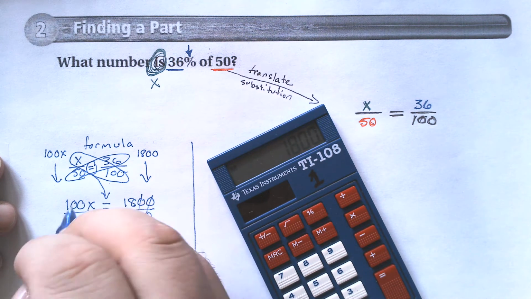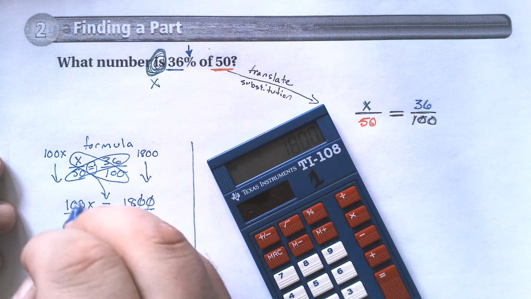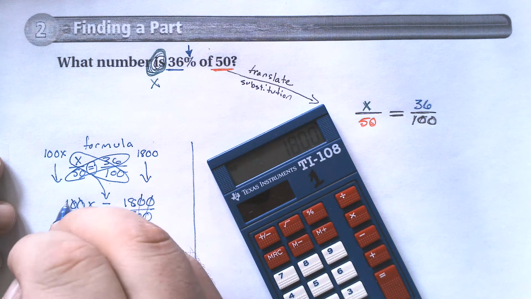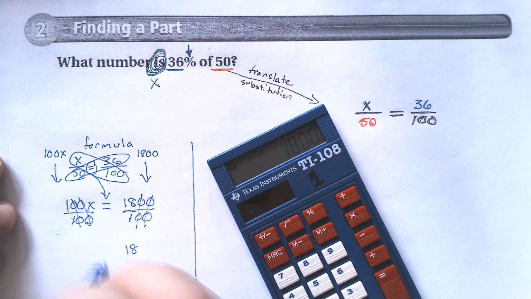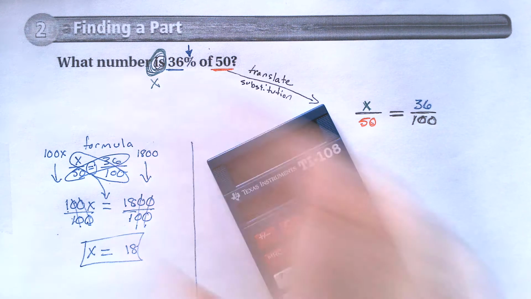If you want to think about it this way, not only is a number divided by itself 1, but those cancel, and 1 divided by 1 is 1, which just leaves me with that x. So x equals 18 is our answer.